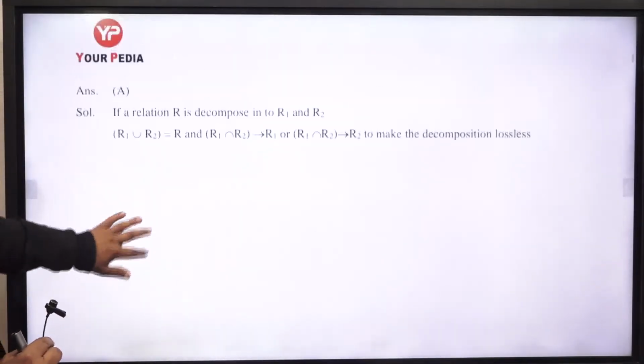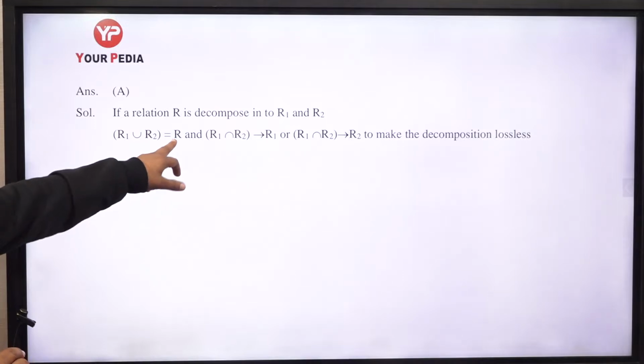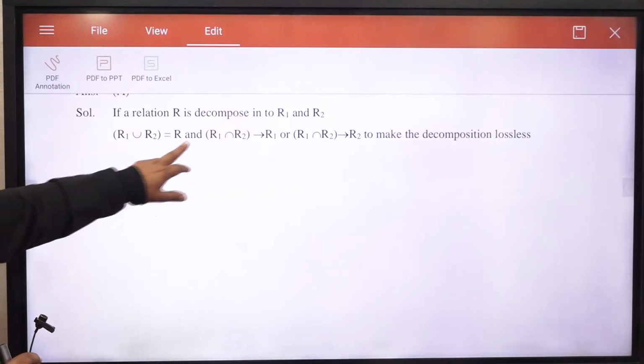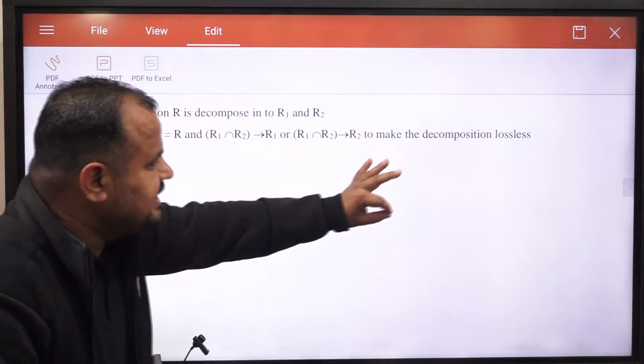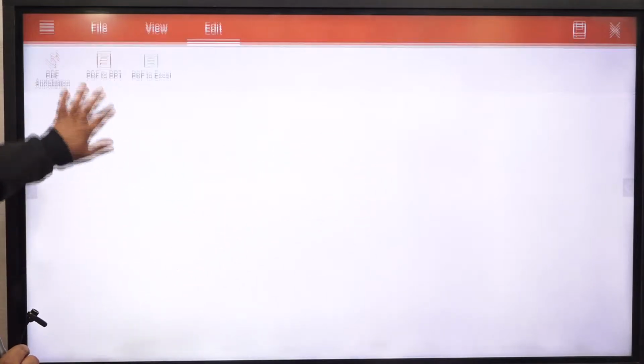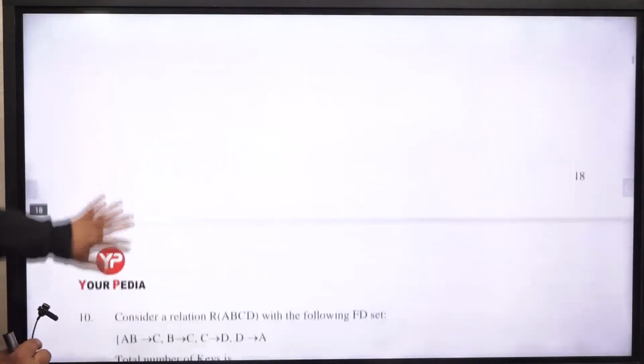You can see here R1 union R2 must be equivalent to R. That means the attributes. There should be a common attribute, and the common attribute must be the key. That is the main concept to find out whether the decomposition is lossless or not.